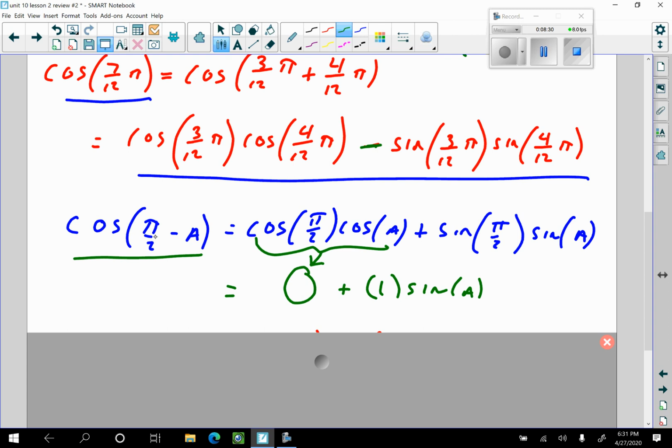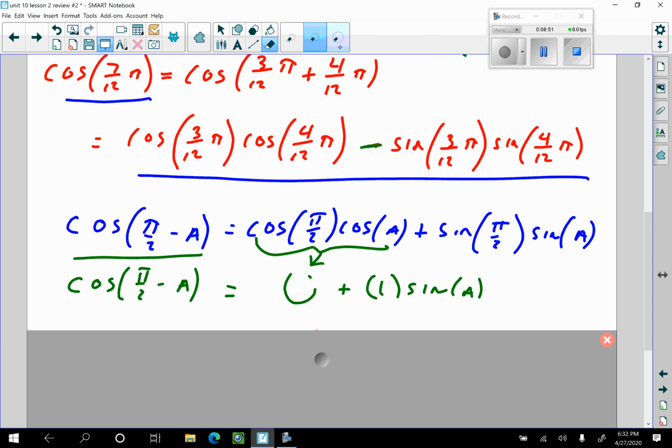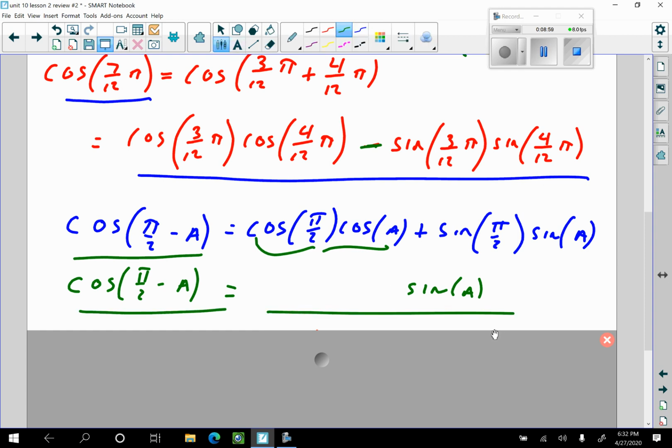So therefore, the cosine of pi over 2 minus a is the sine of a. And that gives us another identity. And we knew that anyway. I mean, we knew this from the geometric definitions of the trigonometric ratios. And we can verify that now with the sum and difference formula. So that's kind of neat.